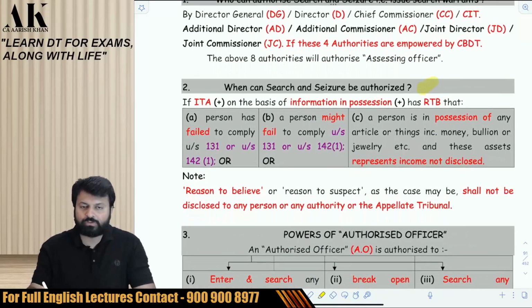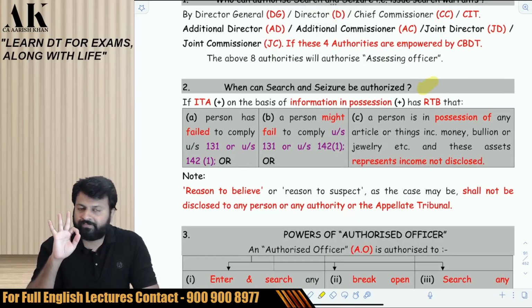Okay. Now, why will a search and seizure be authorized? Why will the department do search and seizure against any person? Department will do search and seizure for any of the 3 reasons. If any of the 3 reasons are fulfilled, if the department feels that any of the 3 things are happening, they might do search and seizure against you.